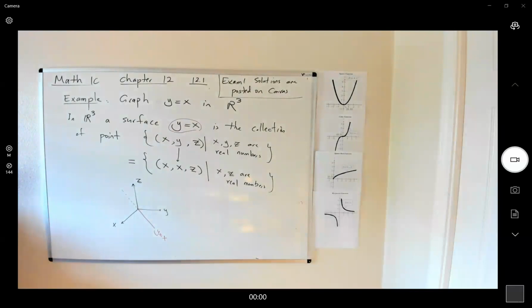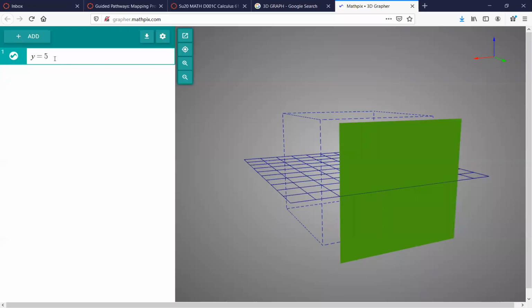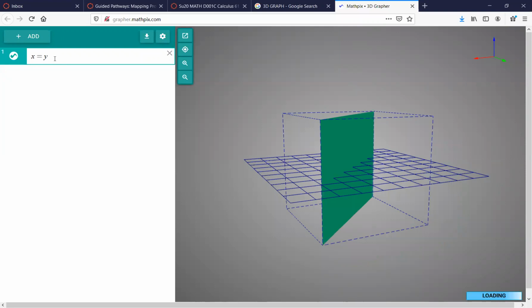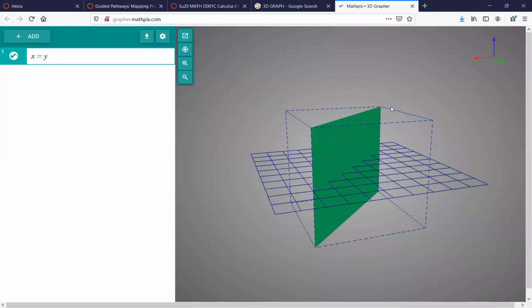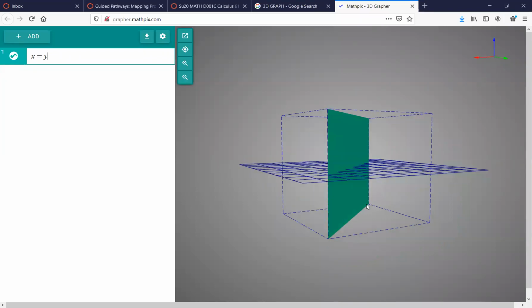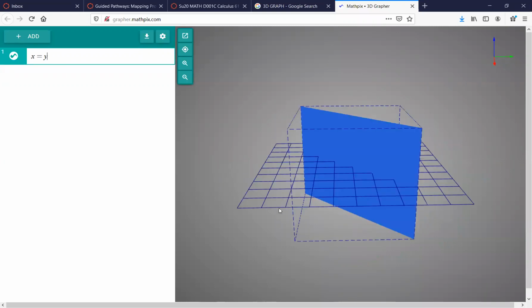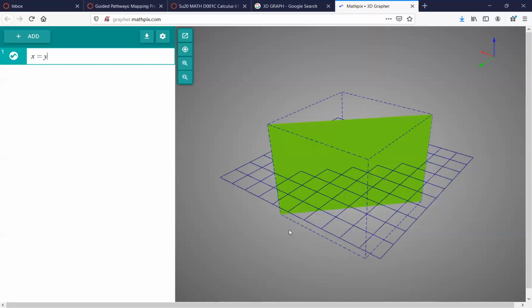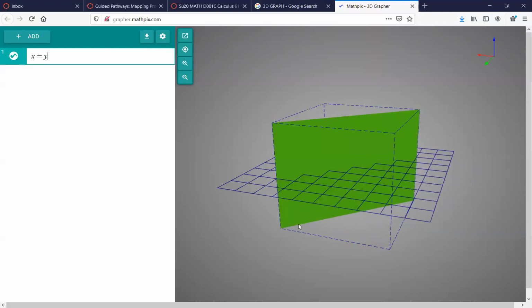Let's take a look at the graph together. x equals y. Very well. So this line is y equals x, and you have a plane passing through the z-axis. This is the graph of y equals x, or x equals y, in three-dimensional space.